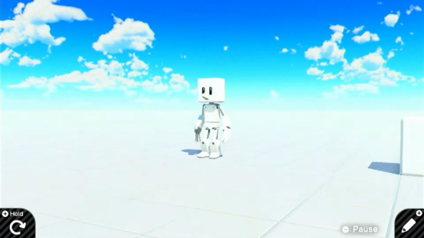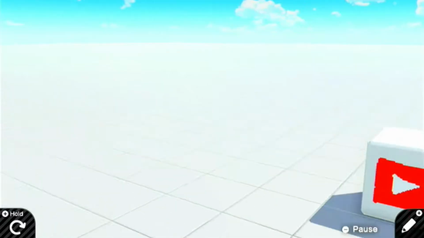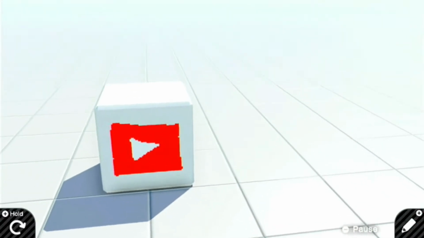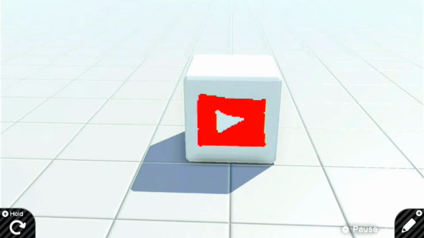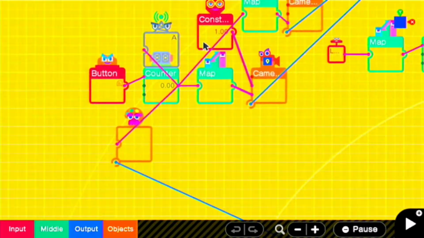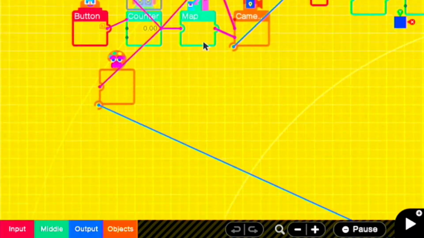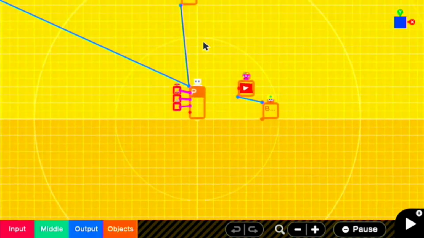Hi everyone, today I'm going to show you how to make a first person to third person camera switcher. It switches. This kind of uses the method I used in the Mario Kart 8 style cam switch. Okay, so let's get straight into it.